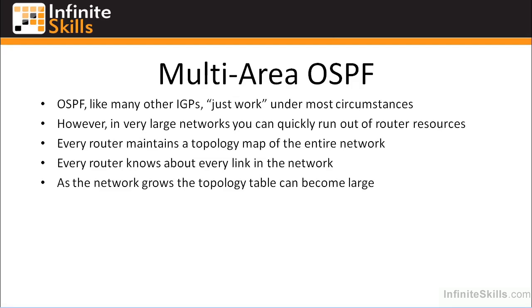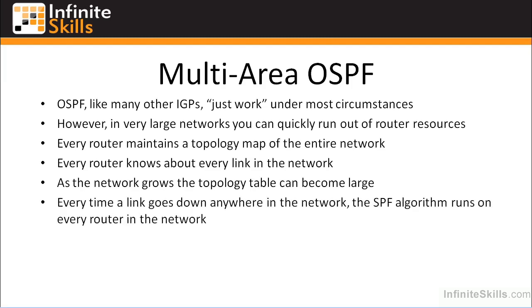As you have redundant links to networks, you have more internetworks. If you've got 10 routers in a network, it's not a big deal. But if you've got 50 routers in a network, then every time a link state change happens, someone unplugs a cable, someone shuts down an interface, you've got 50 routers all running the link state calculations, running that Dijkstra SPF algorithm, and you can quickly spike the CPU and the memory on all of your routers. Every time a link goes down anywhere in the network, the SPF algorithm runs on every router on the network, and with large link state databases, this requires a lot of router resources.